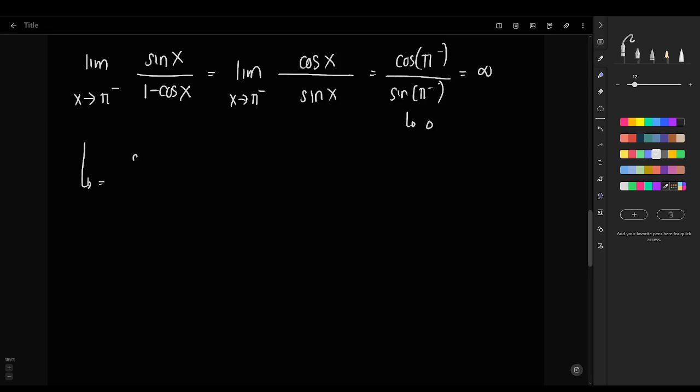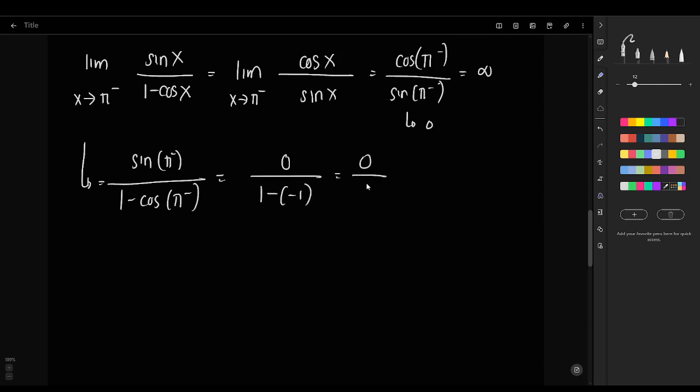This is sine of pi from the negative side all over 1 minus cosine of pi from the negative side. So that gives you 0, and this gives you 1 minus negative 1, or 2, so 0 all over 2 still gives you 0. And this is a determinate value rather than infinity. So this solution is the go-to rather than the L'Hospital rule. So be careful, because you may end up with an indeterminate value instead if you are using the L'Hospital rule, right?